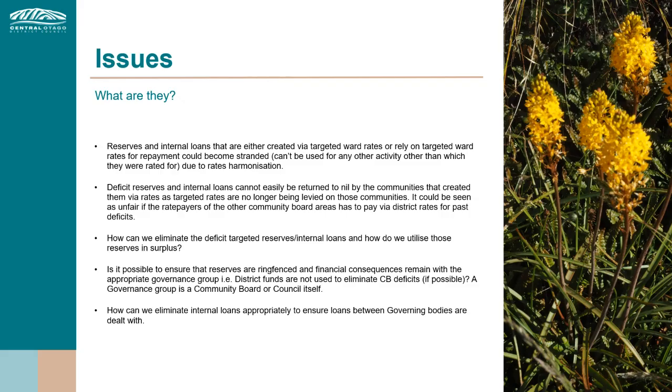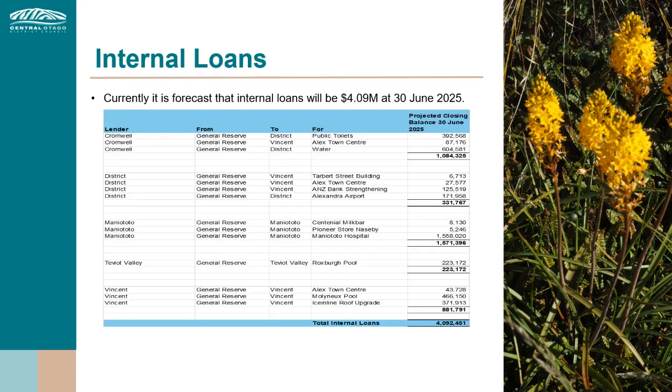so here's our internal lines. The top three, I think there are three there. That the top three, that's Cromwell lending to other parts of the business. I will send you a copy. But 1.084 million is one government's group lending to another government. They have taken money out of their reserves and given it to another community. So Cromwell paid to the district 322,000, which is the top one, for public toilets. Cromwell paid to Vincent 87,000 for Alex Town Centre, and Cromwell paid to the district 604,000. So those are loans between government bodies.